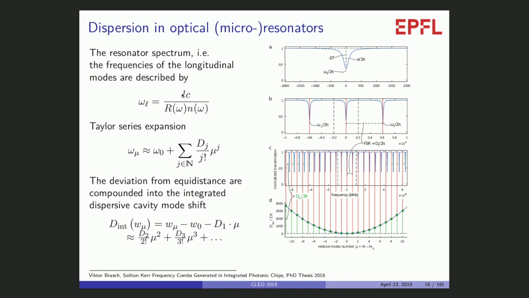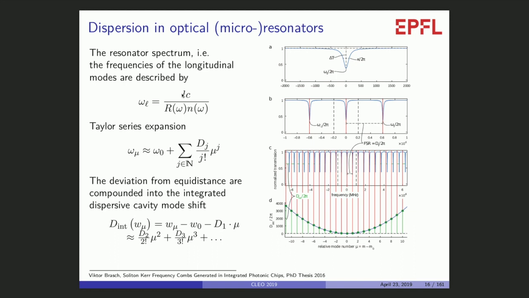Now, the free spectral range in general will vary. And if you have anomalous group velocity dispersion, the free spectral range will increase with frequency. If you have normal group velocity dispersion, actually it will decrease. And that means in this language here that an anomalous GVD, where the free spectral range increases with frequency, corresponds to a D2 coefficient that's larger than 0, whereas normal GVD corresponds to D2 that's smaller than 0.